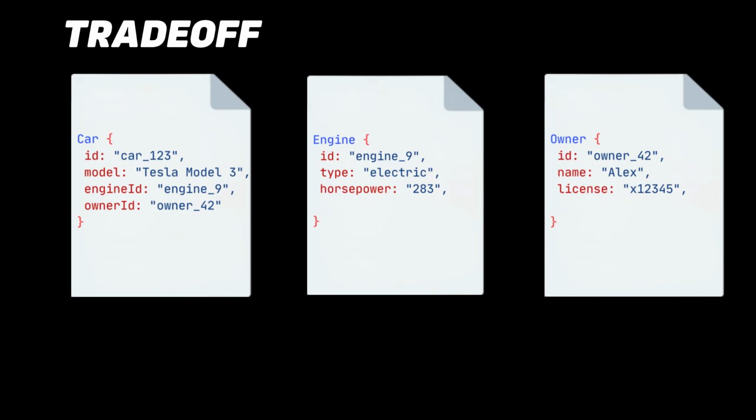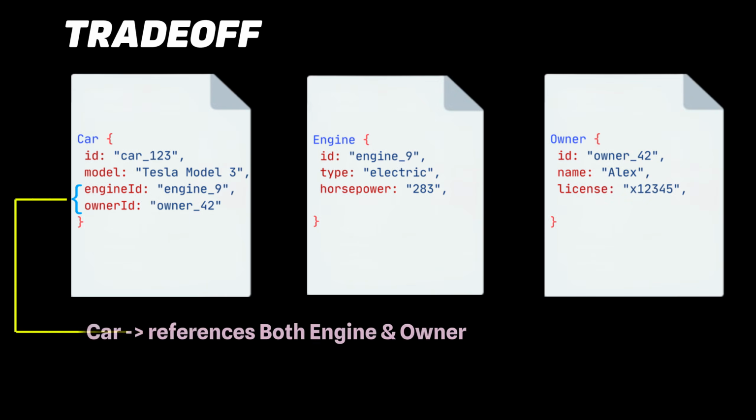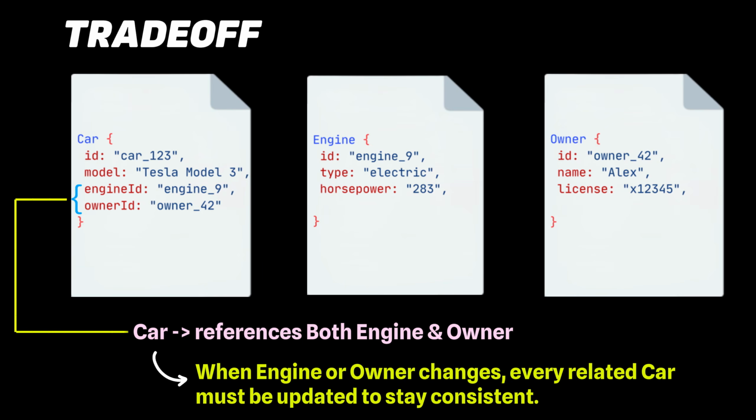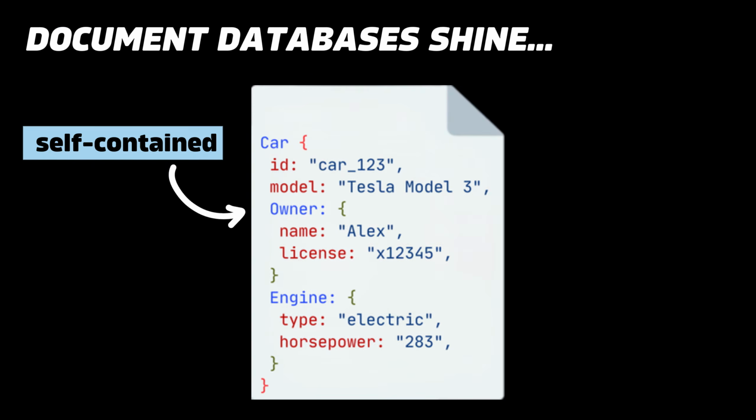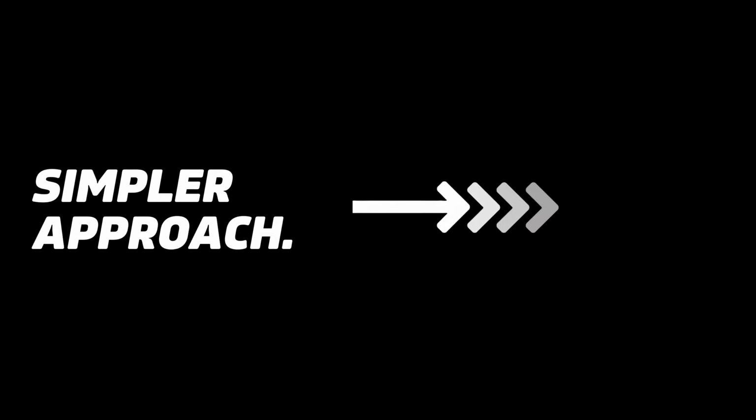The trade-off shows up when your data becomes highly connected and frequently updated. If many documents reference each other and change often, you're responsible for keeping those relationships in sync, which can get messy at scale. Document databases shine when your data is mostly self-contained and read-heavy. But once you need extreme speed for very small, frequently accessed pieces of data, there's an even simpler approach. That's where key-value databases come in.